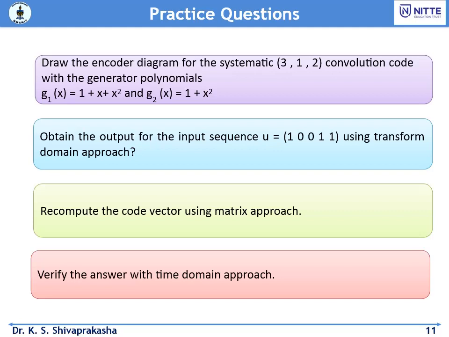Then the second sub question is to obtain the output for the input sequence 1, 0, 0, 1, 1 using transform domain approach. Recompute the code vector using matrix approach. Verify the answer with time domain approach. So for that particular data sequence, you need to obtain the code vector in all 3 approaches. Okay, and you are expected to get the same sequence in all 3 cases.